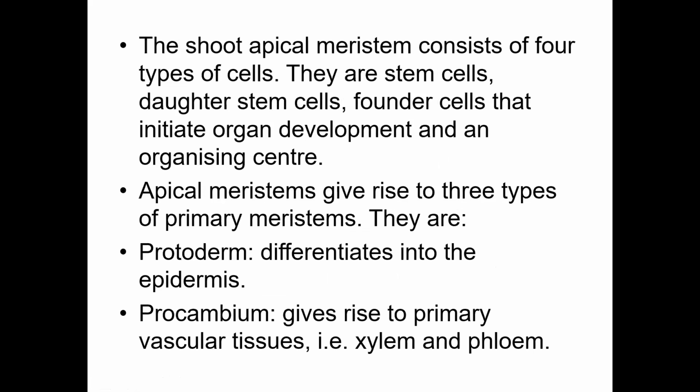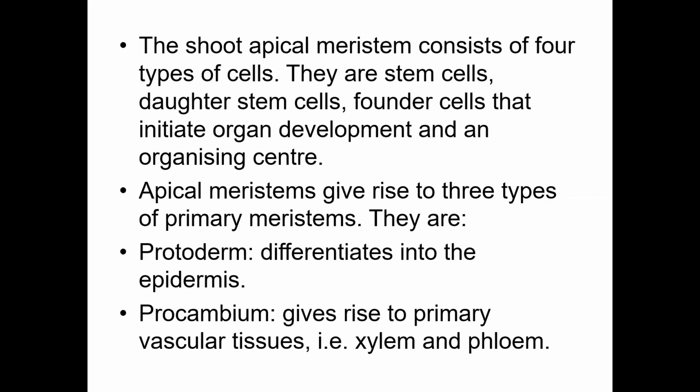The theories are important here. The shoot apical meristem contains four types of cells: stem cells, daughter stem cells, founder cells that initiate organ development, and the organizing center. The apical meristem gives rise to three types of primary meristem, as we already discussed: protoderm, procambium and ground meristem. The protoderm differentiates into the epidermis, whereas the procambium gives rise to primary vascular tissues, that is xylem and phloem.